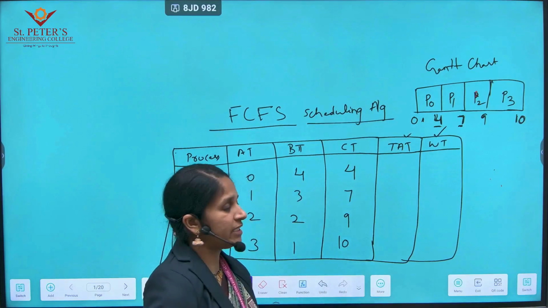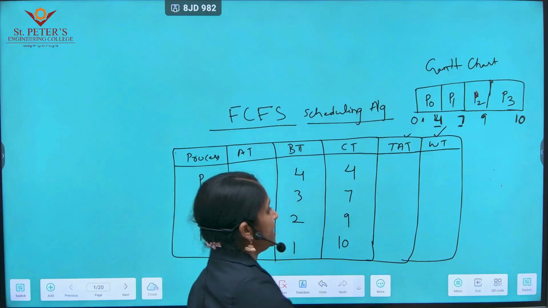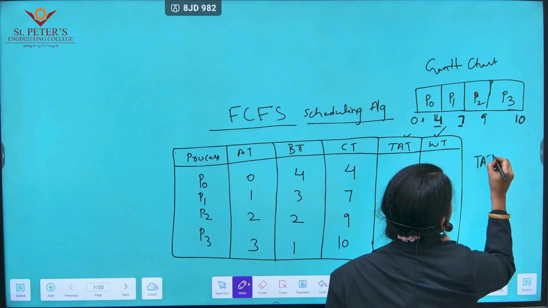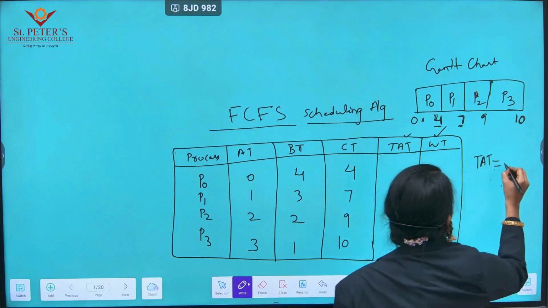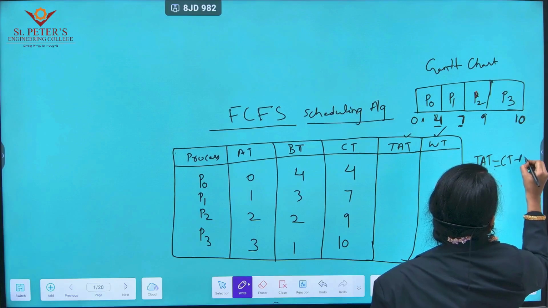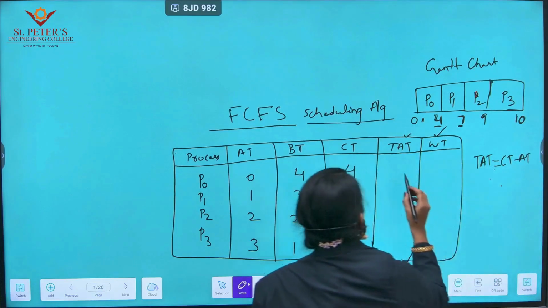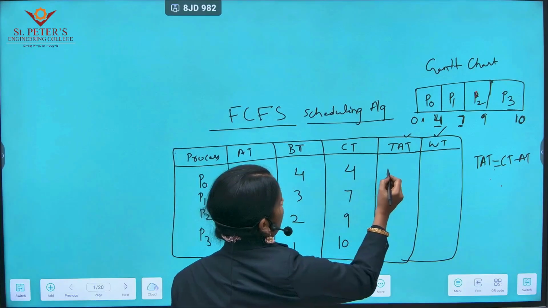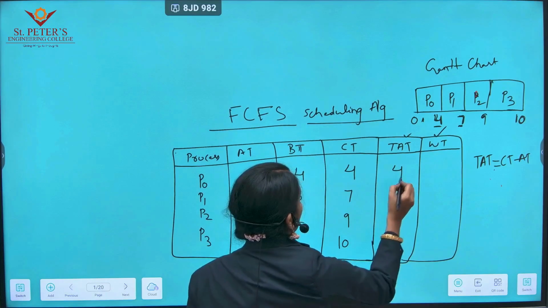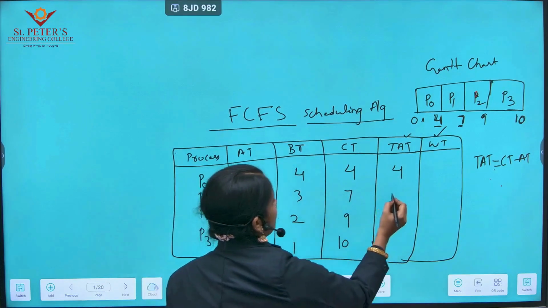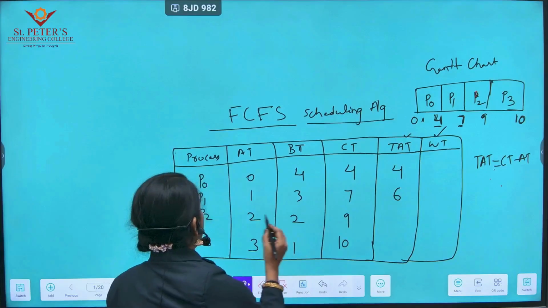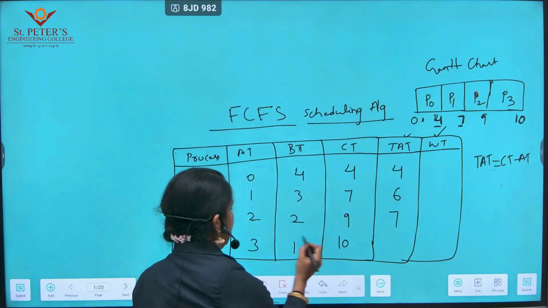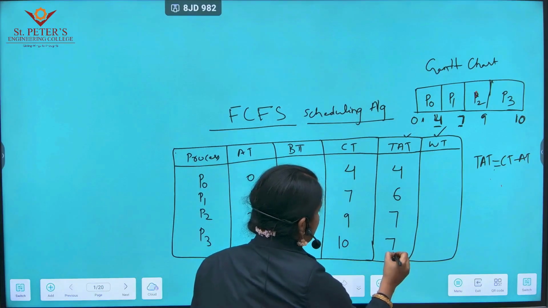Yes, how to find out turnaround time? Turnaround time formula is completion time minus arrival time. So completion time is 4, arrival time is 0 for P0. 4 minus 0, that is 4. Next 7 minus 1, that is 6. P2's 9 minus 2, that is 7. 10 minus 3, that is 7.